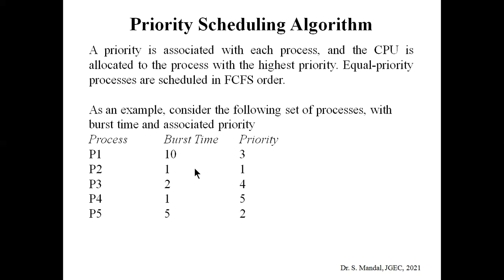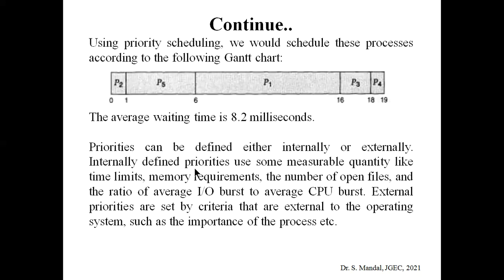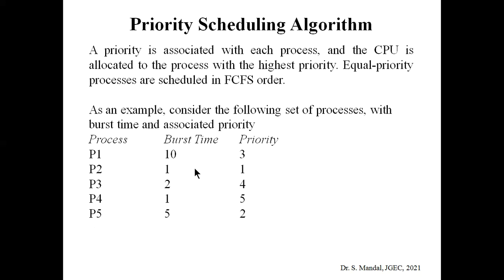Okay, now consider this particular problem where you can see that there are five processes with burst times of 10, 1, 2, 1 and 5 milliseconds respectively, and priorities are given like this. P1 has the third priority, P2 has 1, P3 has 4, P4 has 5, and P5 has 2. So the P2 process has the highest priority, so P2 will be executed initially, and next P5 will be executed, next P1, next P3, next P4.